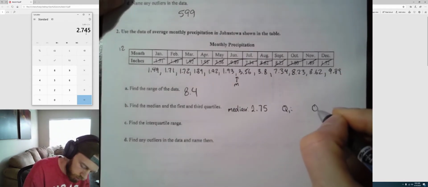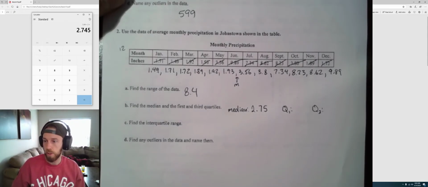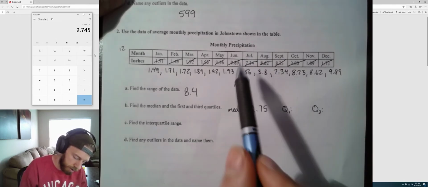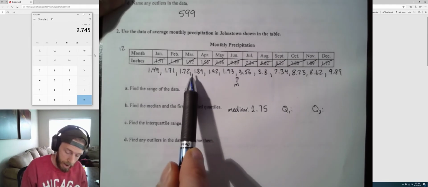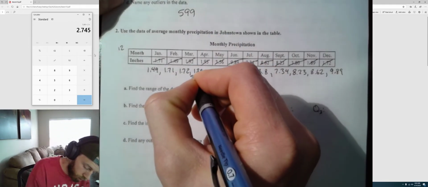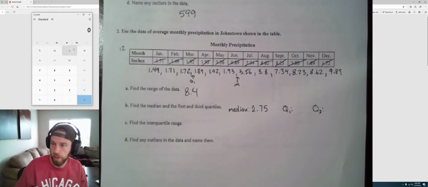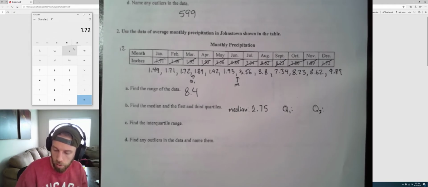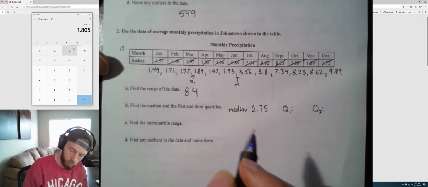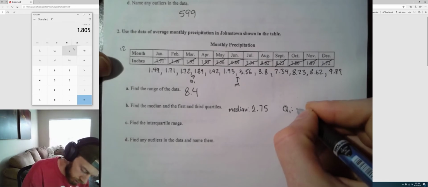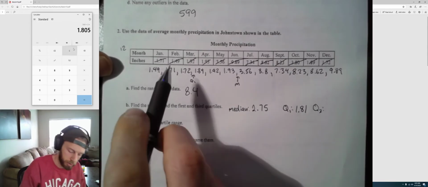Now we need Q1 and Q3. For this one, this is also pretty interesting because we now have 6 numbers in the front half. So that's an even number as well. So we're going to have to do the exact same thing we just did to find the Q1, which is right in between 1.72 and 1.89. So I'm going to do 1.72 plus 1.89 and divide that by 2. And we get 1.805. And again, we can round that, 1.81 for our Q1.